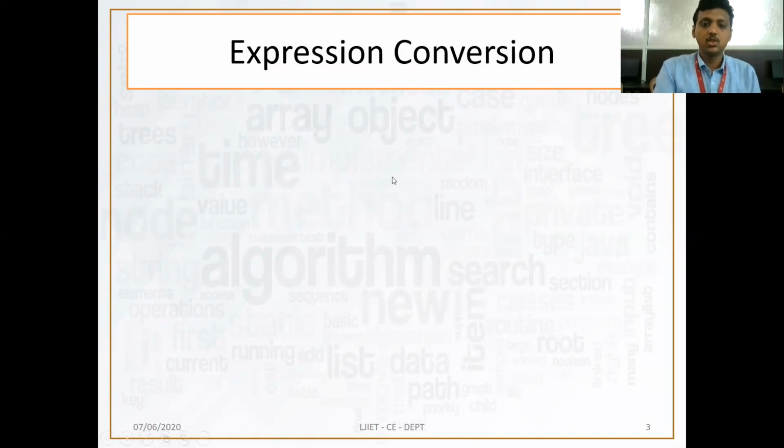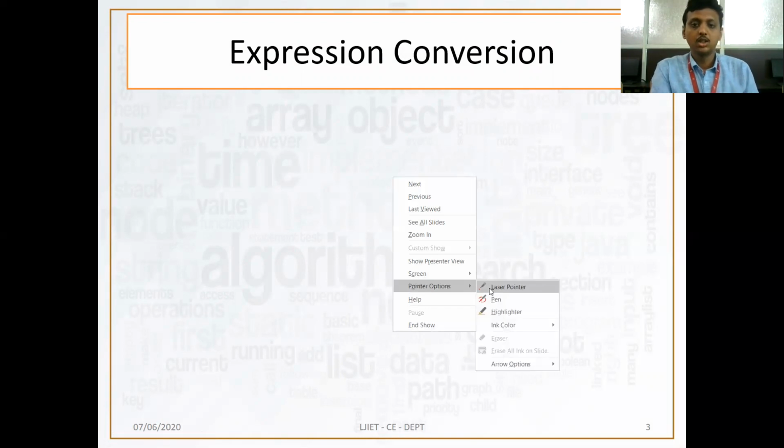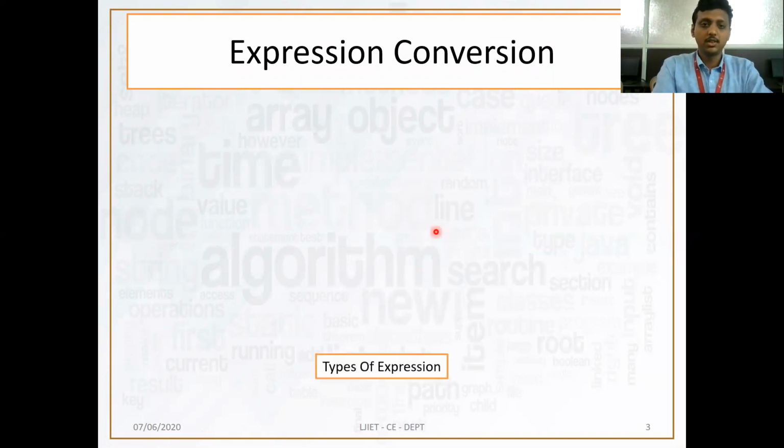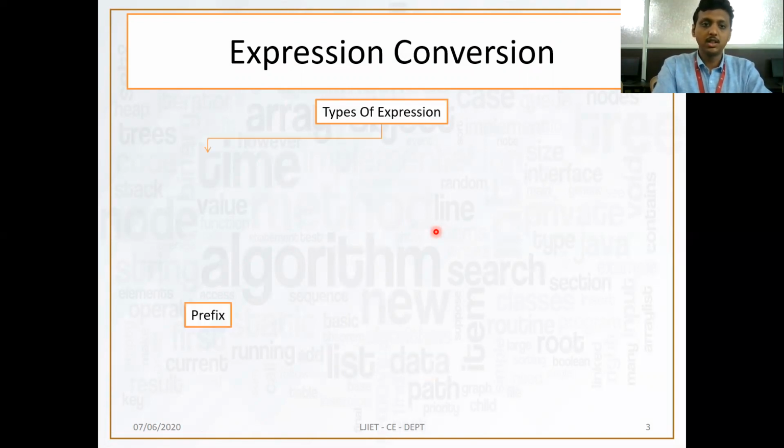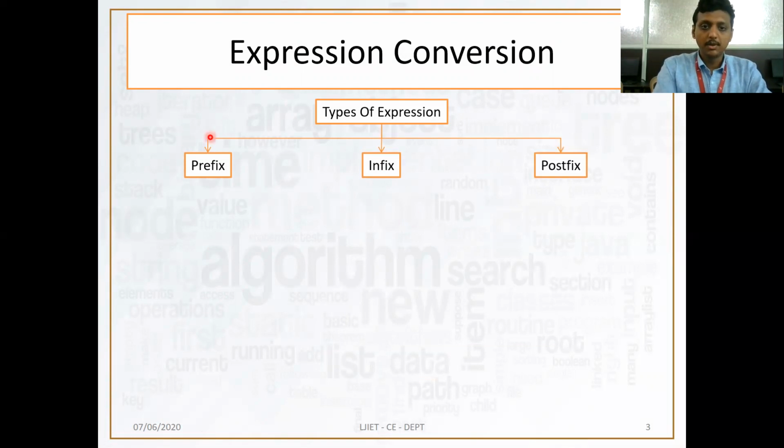Here, one question comes to mind: what do you mean by the expression? There are various types of expressions. Number one is prefix, second is infix, and third is postfix. Have you ever seen something like A plus B? A and B are known as operands.